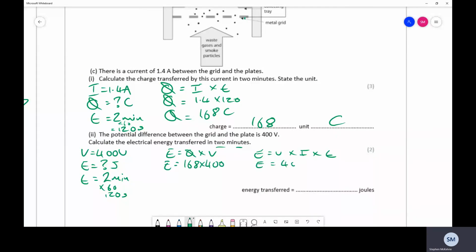E is equal to 400 times the current, which is 1.4, which we had in the past question, multiplied by time, which is 120 seconds. Let's have a look at that.